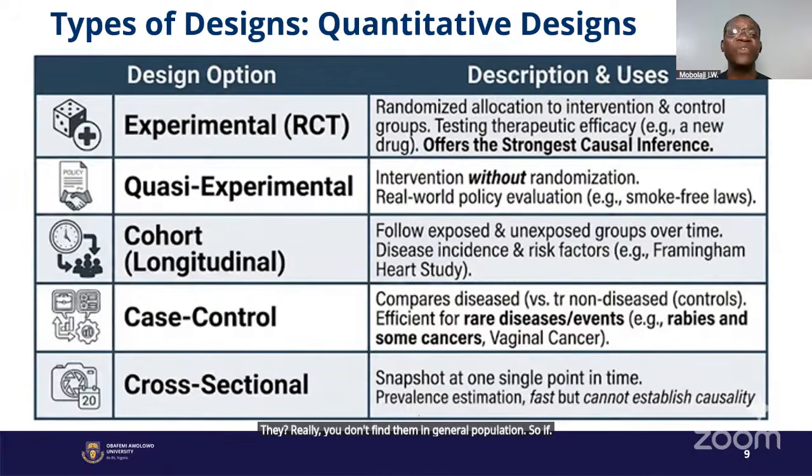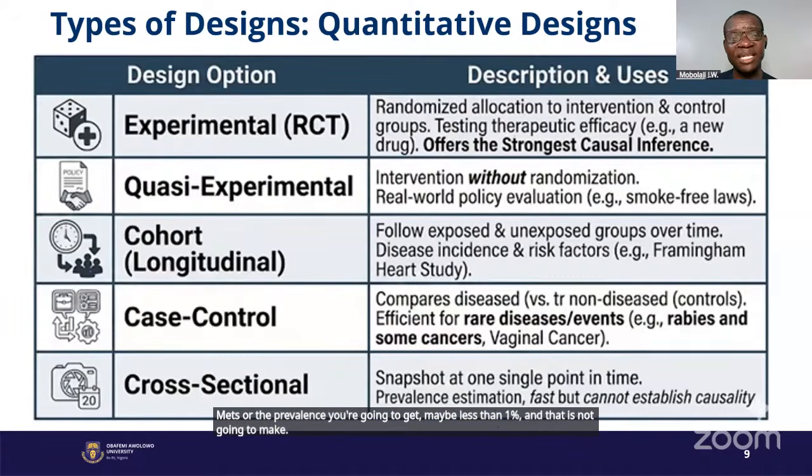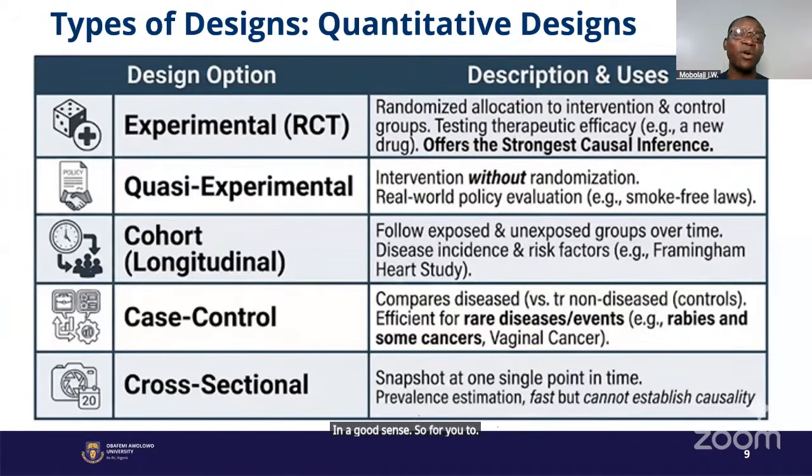So if you don't use a case control study, if you use a cohort study, or you use a cross-sectional study that is based on a population, the prevalence you're going to get may be less than 1%, and that is not going to make any good sense. So for any researcher to do justice in that kind of study, it needs to use a case control study or design.